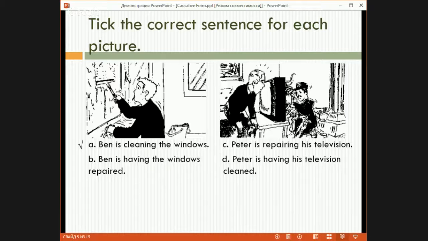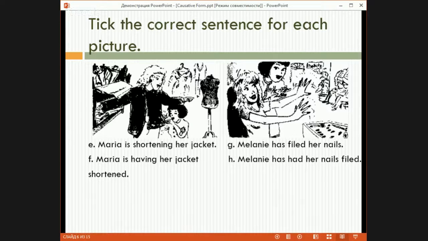Peter is repairing his television, or Peter is having his television repaired. We can see there is a TV master who is doing it. So for sure, we need to use the second one. Peter is having his television repaired. Maria is shortening her jacket, or Maria is having her jacket shortened. If we look at the picture, we can see that there is a woman who is doing it for her. So that's for sure the second option.